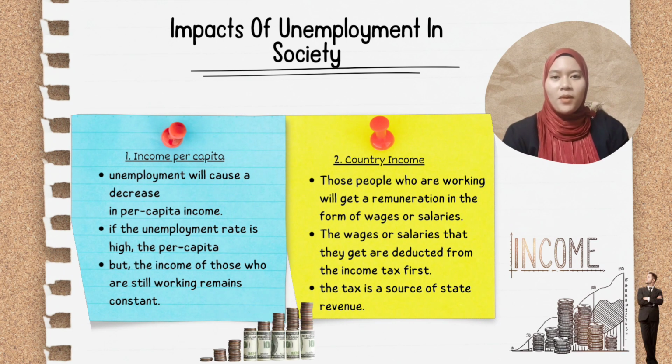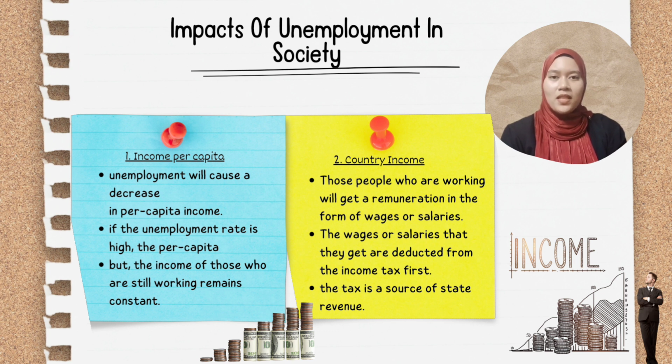Next, we will talk about the impacts of unemployment to the society. The first impact is we can see it in income per capita. An unemployed person means that she or he does not have any income, and this will burden other people around them who work. In this situation, it will cause a decrease in per capita income. In other words, if the unemployment rate is high, the per capita income will decrease, but the income of those who are still working remains constant.